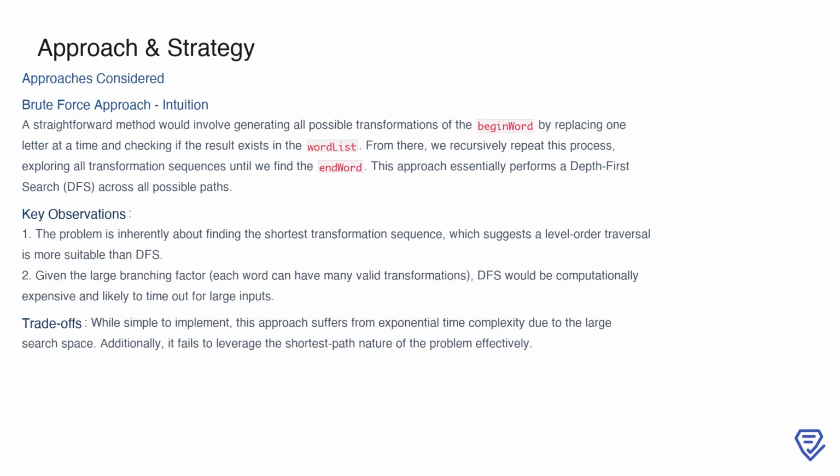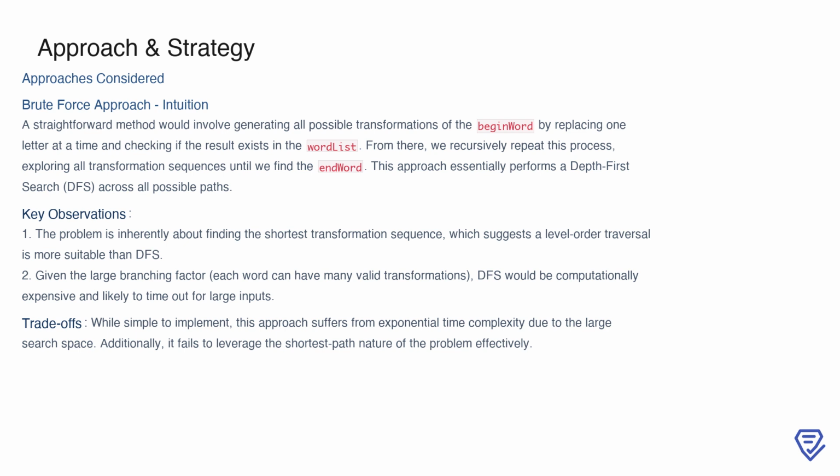To start, let's consider the brute force approach to solving the word ladder problem. The basic intuition here is simple. We try generating all possible transformations of the begin word by replacing one letter at a time, and then check if the resulting word exists in the word list. If it does, we proceed recursively, exploring all potential transformation sequences until we eventually find the end word. This method essentially performs a depth-first search, or DFS, across all possible paths.